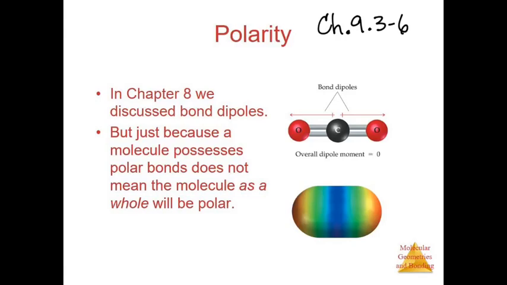As I look at this, it says in Chapter 8 we discussed, well, for my Chem 2 students, that's going to be back in Chem 1, we did discuss, or you should have discussed, bond dipoles. The bond dipoles for carbon dioxide are shown on this one, and it says just because a molecule possesses polar bonds does not mean a molecule as a whole will be polar. So we do have the carbon to oxygen bond itself is polar in this example, but the molecule as a whole is nonpolar.